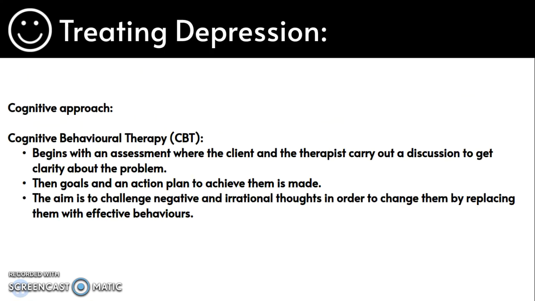Treating depression. So we have cognitive behavioural therapy, which starts with the client and the therapist carrying out a discussion to get clarity about the problem. Then goals are set and an action plan to achieve them is made. The aim is to challenge negative and irrational thoughts to be able to change them by replacing them with effective behaviours. You may have noted that I referred to the patient as client, because in CBT the patient is referred to as a client and not a patient.